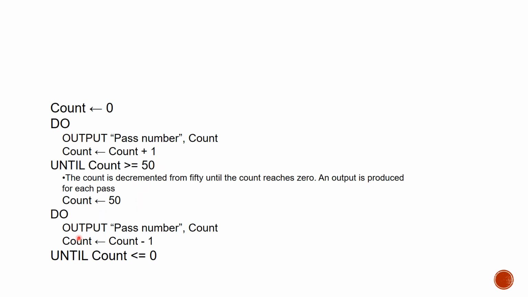And in the pseudocode below, the count is decremented from 50 until the count reaches 0, and output is produced for each pass. As you can see here, I am decrementing, and here I am incrementing. If I am incrementing, then I am checking that it should reach 50. And here I have changed the signs as well: count should be less than or equal to 0. Initially here count is 50, but there count is 0. So count is just incremented or decremented a fixed number of times.